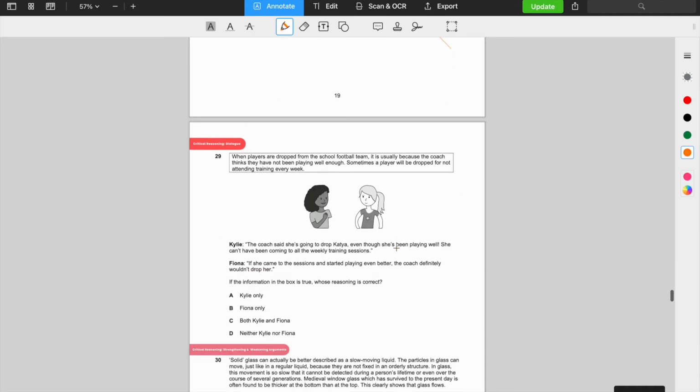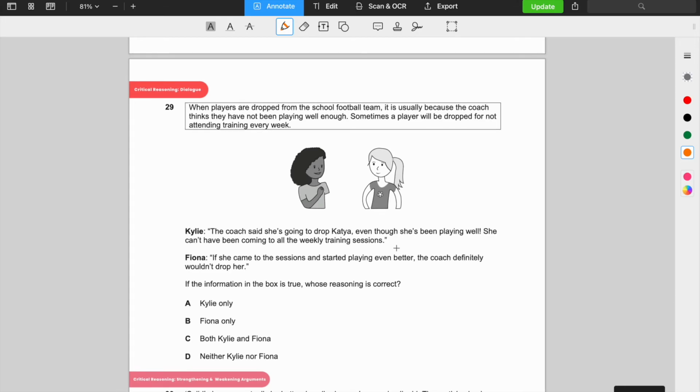Okay. All right. Question 29. When players are dropped from the school football team, it is usually, again, be careful, usually means sometimes, not always, because the coach thinks they have not been playing well enough. Sometimes a player will be dropped for not attending training every week. So there's two possible reasons why players could be dropped from the school football team: if they're not playing well enough, so they're not competent, and if they're not attending training every week.